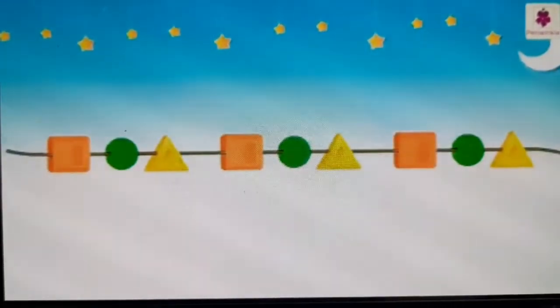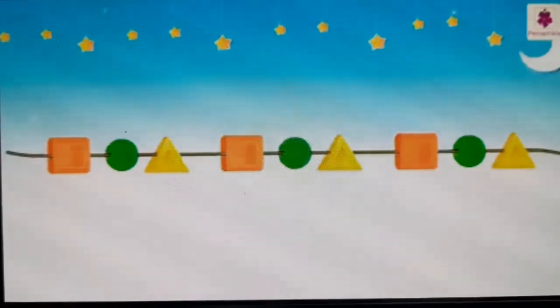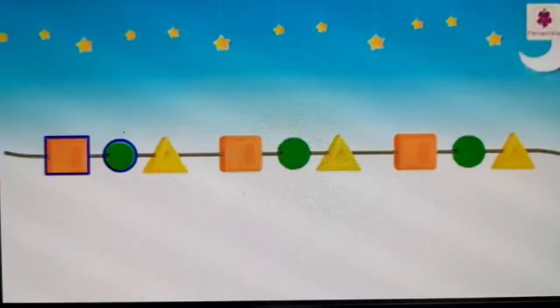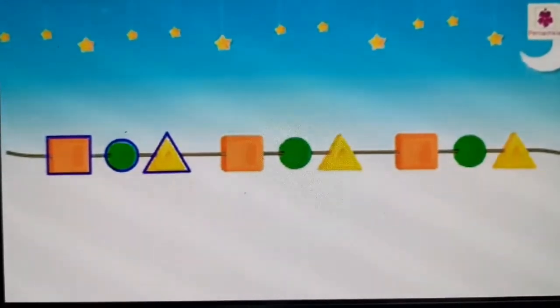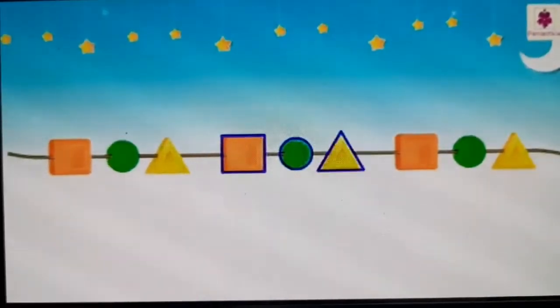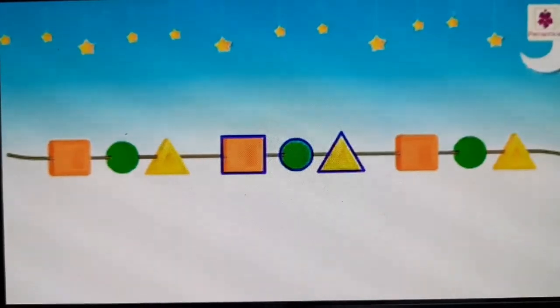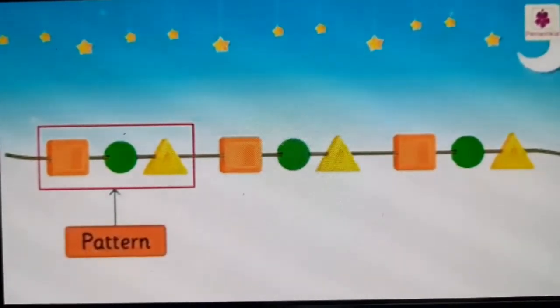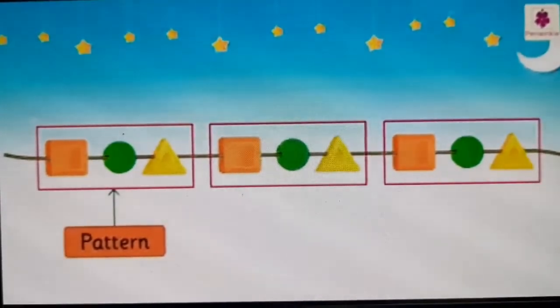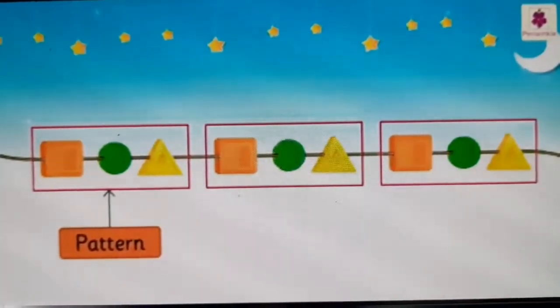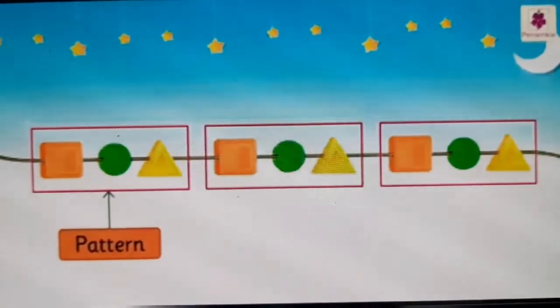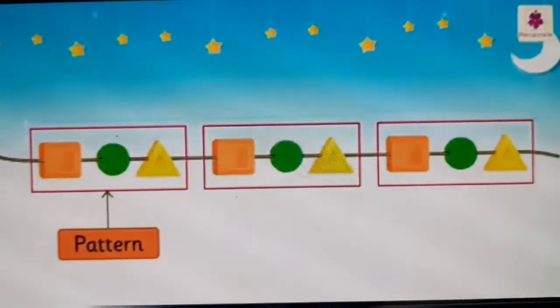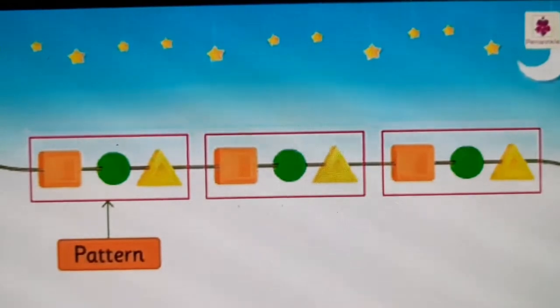Look at the bracelet. We have a square, circle, triangle. Square, circle, triangle, and so on. This is called a pattern as it is repeating itself. Look, we got the pattern. Now let us try making a few more patterns.